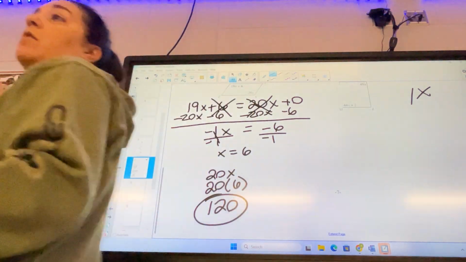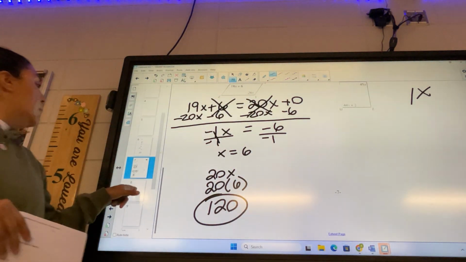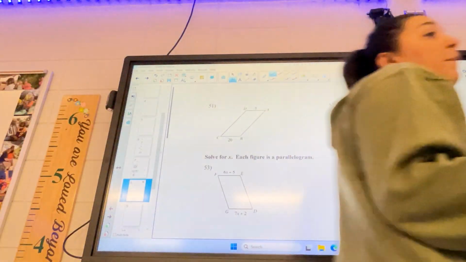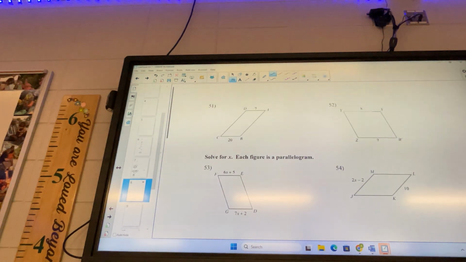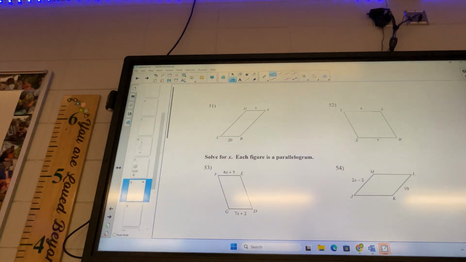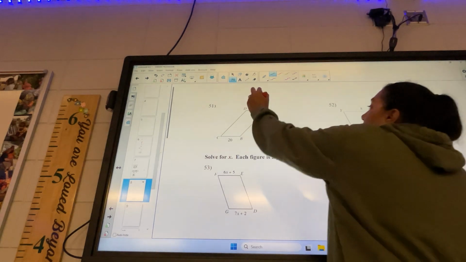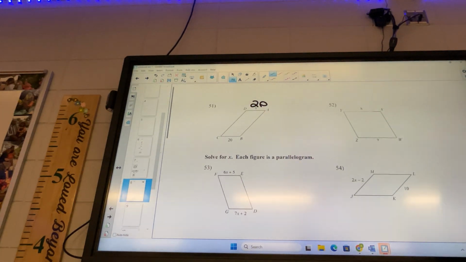Can I scroll? Okay, 51. If the bottom is 20, what's the top? 20. Okay, top and bottom are equal, left and right are equal.